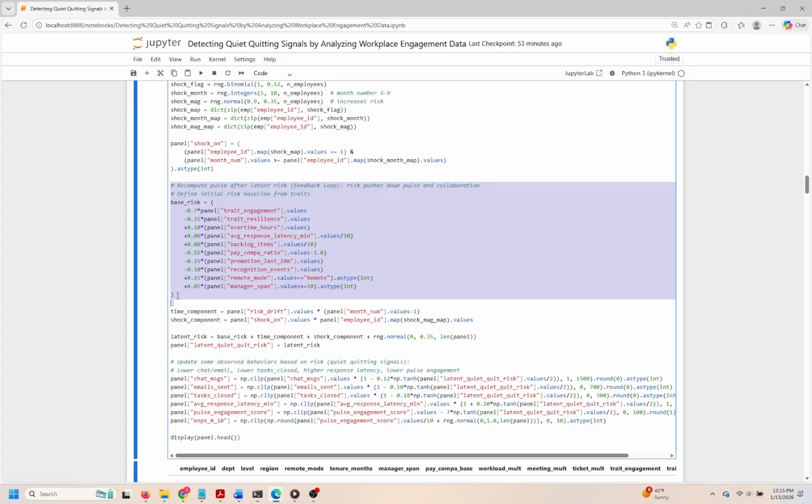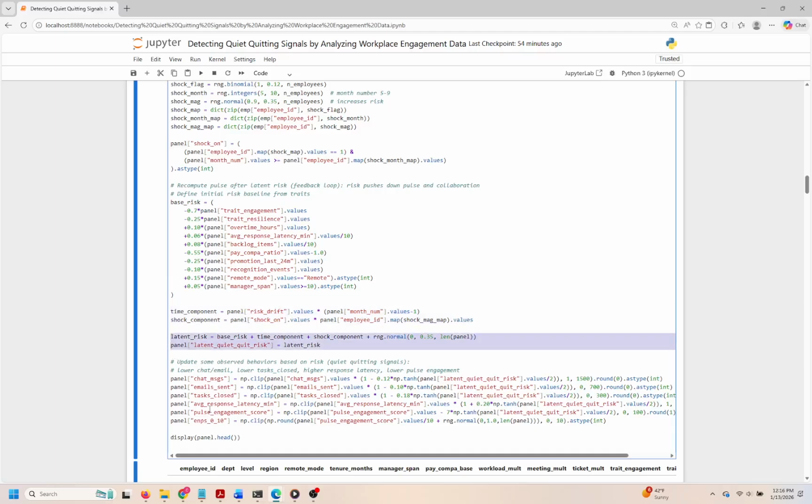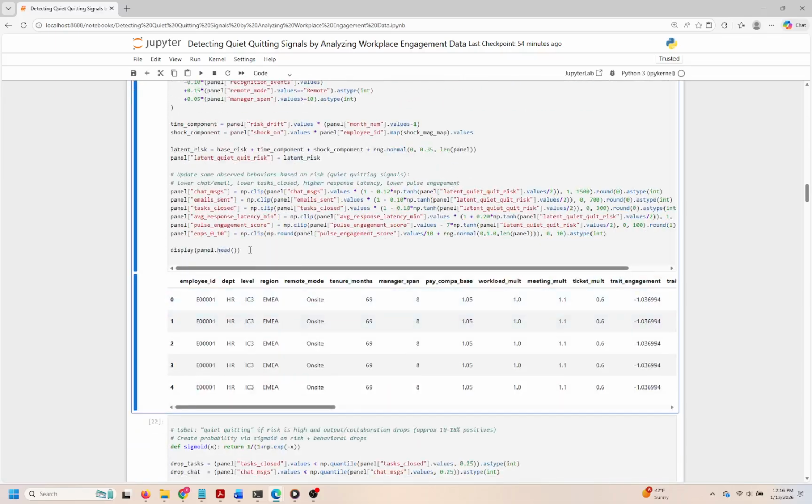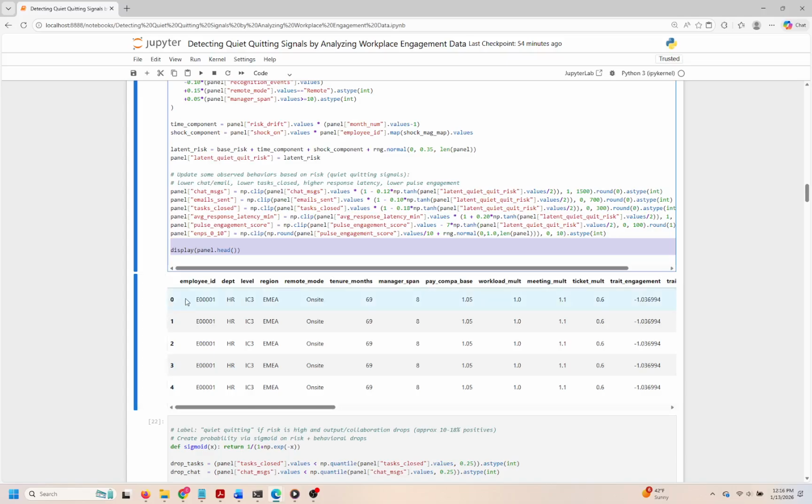This ensures that as risk escalates, we witness a tangible reduction in communication volume and task closures, along with an increase in response latency, thus portraying a more comprehensive view of engagement. Looking ahead, the next cell will likely delve further into interpreting these calculated metrics and exploring how they can inform strategic decisions about employee engagement and organization health.